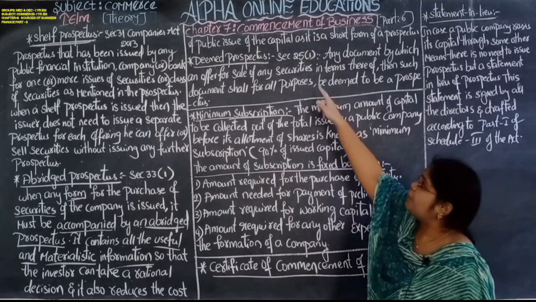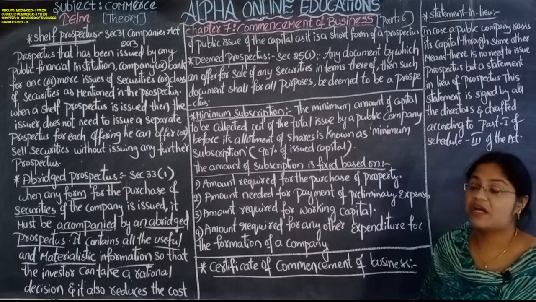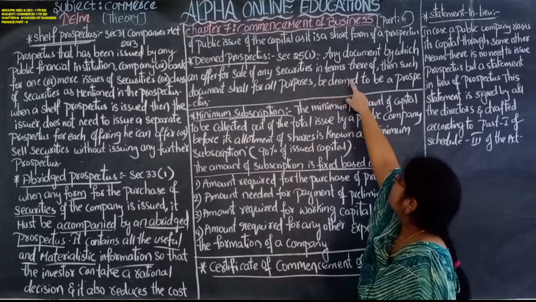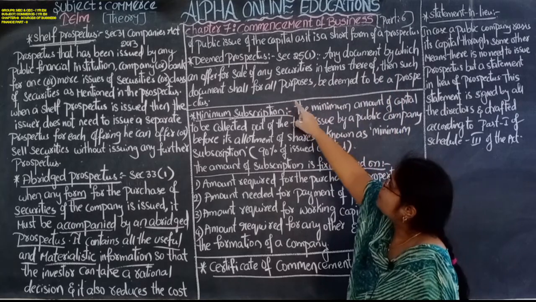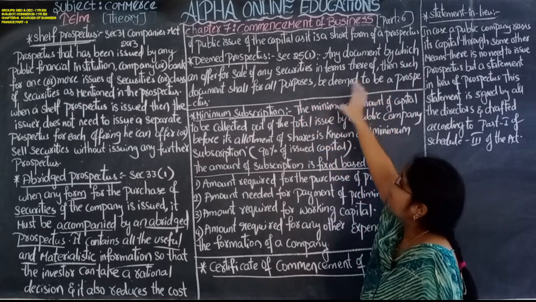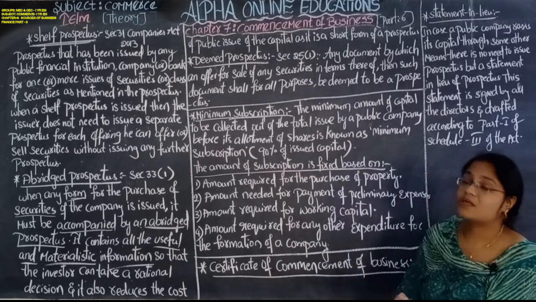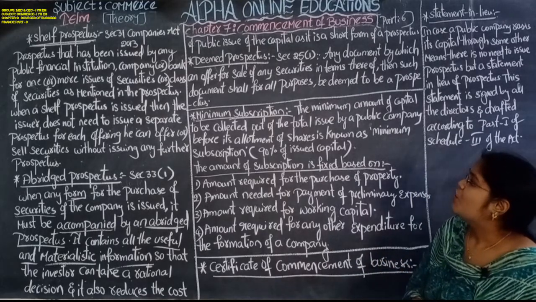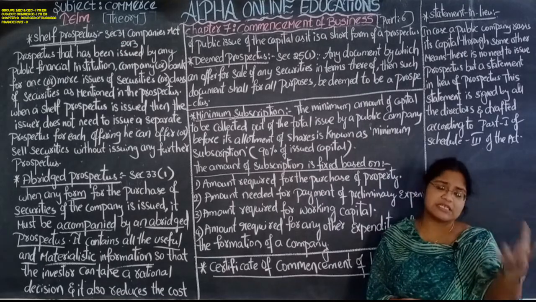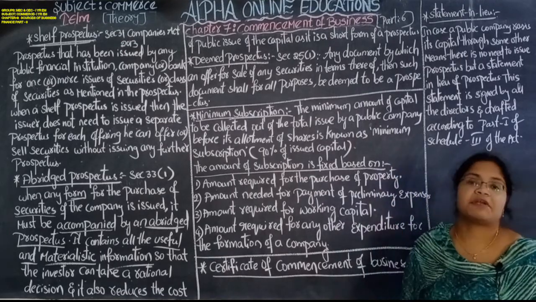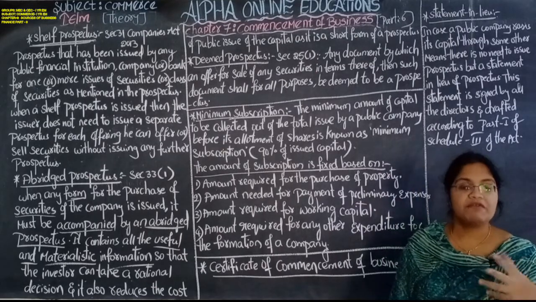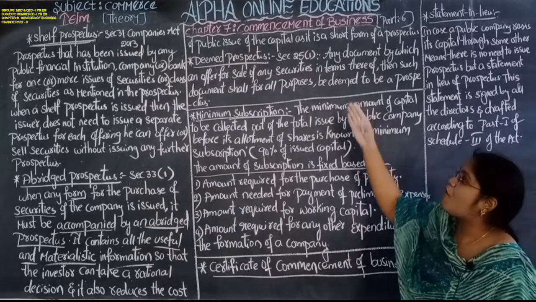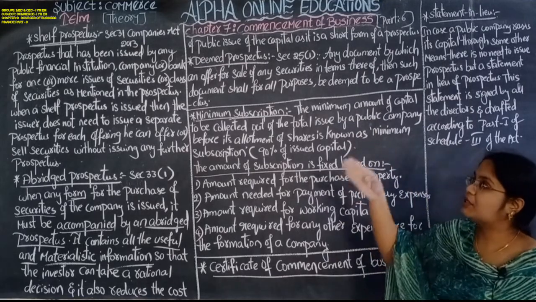According to Section 25 subsection 1, any document by which an offer for sale of any security is made shall for all purposes be deemed to be a prospectus. So if there is any offer for the sale of securities, at that time a deemed prospectus will be issued. It will be used for the sale of the securities. If there is any offer for the sale of securities, at that time this type of document will be issued. So this is about the types of prospectus.